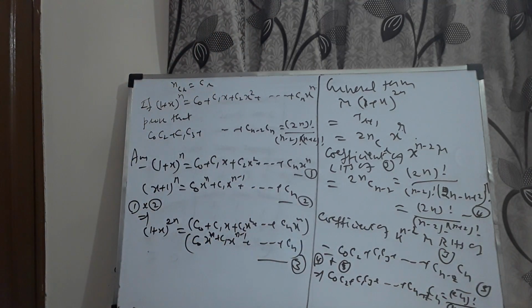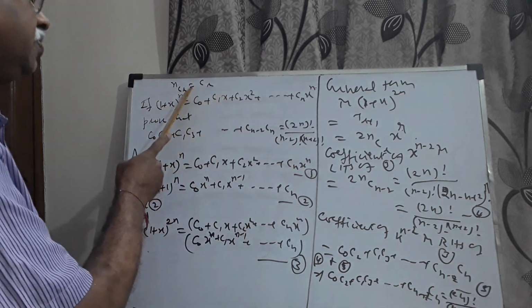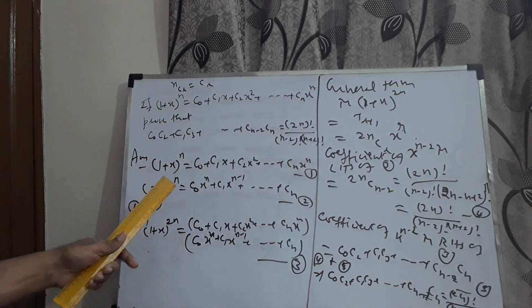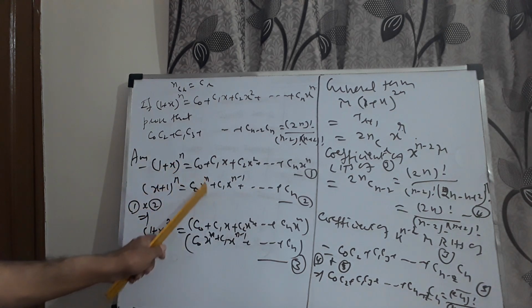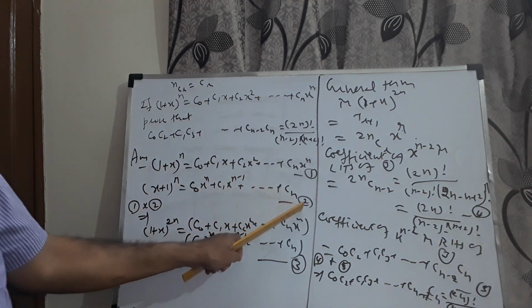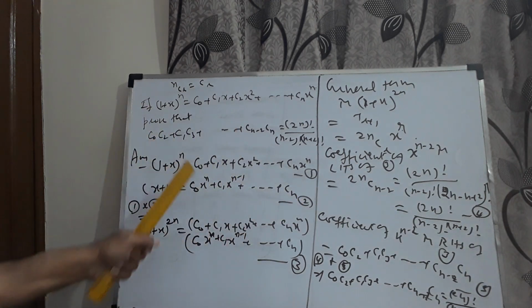See here, (1 + x) whole power n is given by c0 + c1 x + c2 x^2 + etc + cn x^n. For easy purpose, nCr is written as Cr in this particular problem. Also, I can write it as (x + 1) raised to n is c0 x^n + c1 x^(n-1) + ... + cn. Equation 2. In the same manner, the expansion of the binomial theorem tells you.